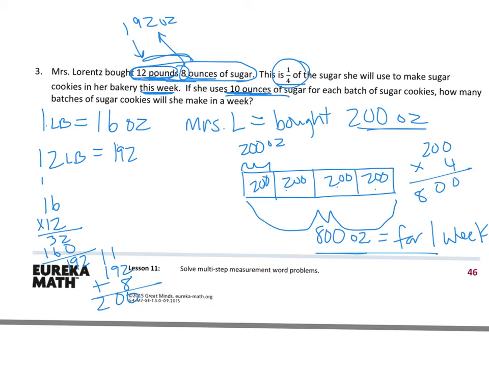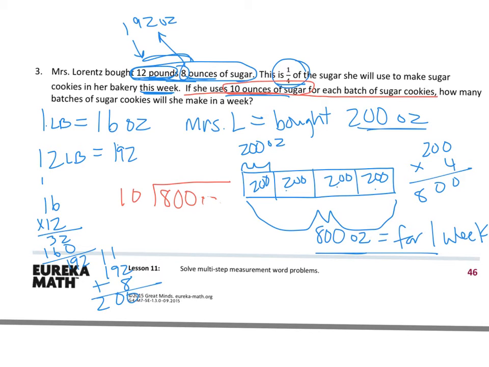Now, if she uses 10 ounces of sugar for each batch of sugar cookies, how many batches of sugar cookies will she make in a week? So now I have to take that 800 ounces and I'm going to divide it by 10 ounces because I want to see how many 10-ounce batches I can pull out of 800.